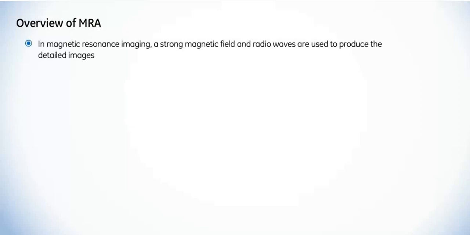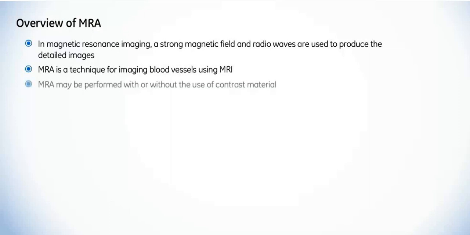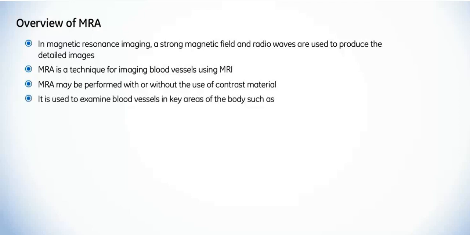Unlike CT, which makes use of ionizing radiations, MRI utilizes strong magnetic fields and radio waves for image formation. MRA is a technique used for the visualization of blood vessels in the body. MRA may be performed with or without the use of contrast material. MRA is usually used to examine the blood vessels in the brain, neck, heart, chest, abdomen, pelvis, legs, feet, and hands.